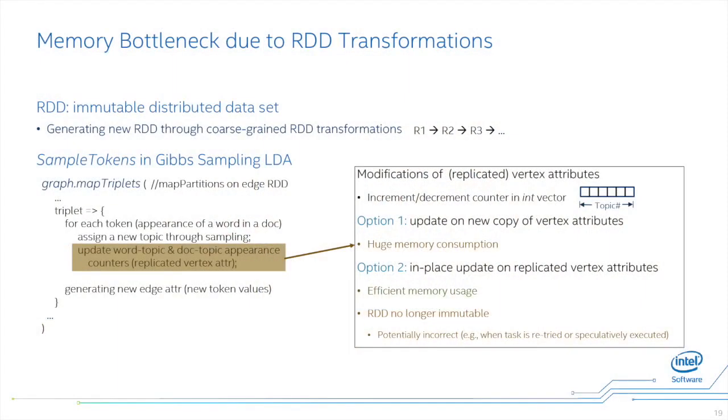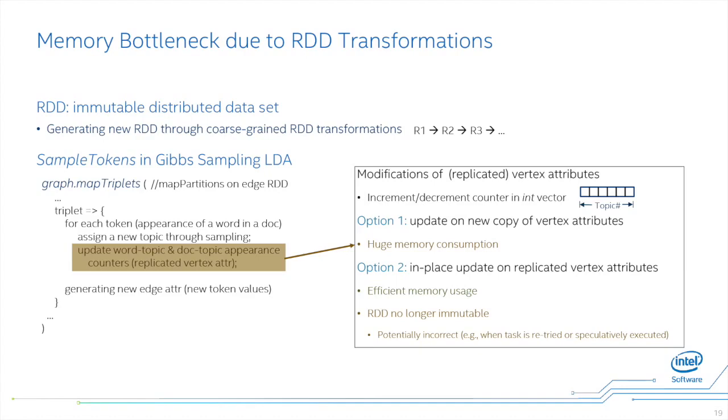So in this operation, in the first step, we assign a new topic to that token. After we assign a new topic, I need to update the counter, which essentially means I decrease the old topic counter by 1 and increase the new topic counter by 1. In that way, I keep the counter correct, which will be used in the sampling process. If you really try to maintain the semantics of RDD, you need to generate a new copy of those vertex attributes, and then operate on that. But that involves a lot of memory.